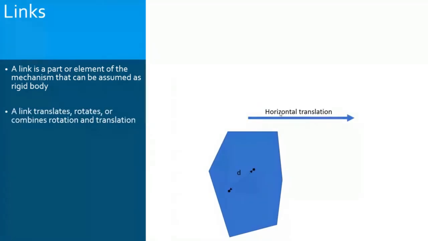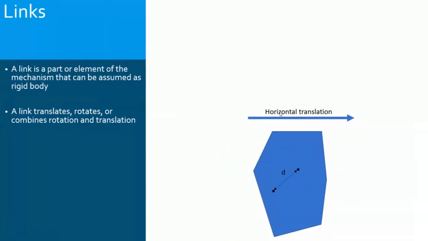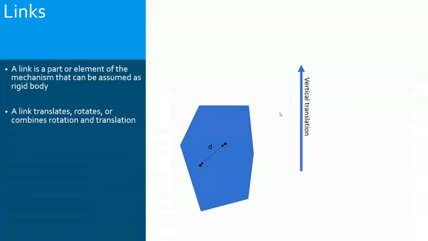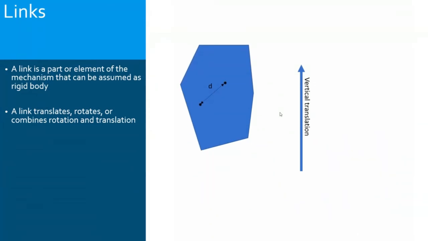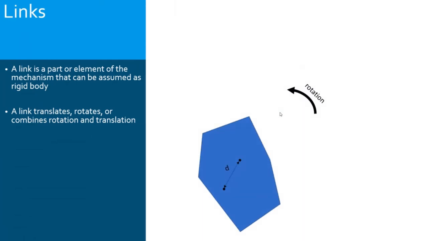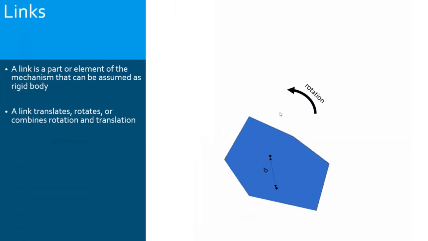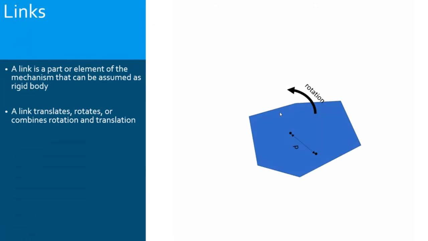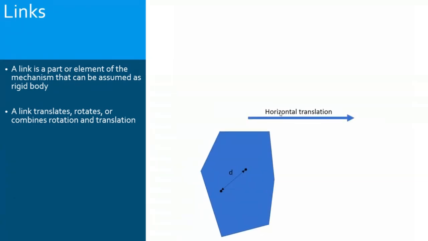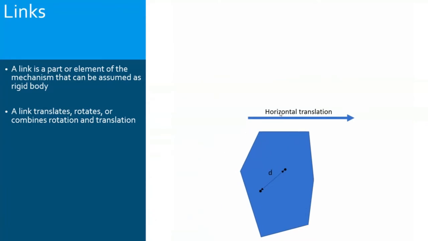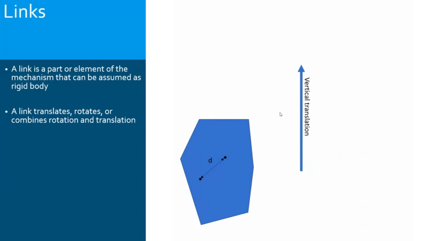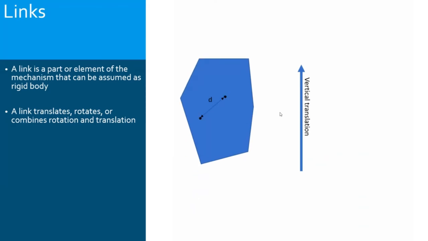Now, a rigid body has mainly three elementary motions, three basic motions. I am insisting, and this will be the case in most of the material in this course, that we will focus on planar motion, the motion in a plane, two-dimensional motion.